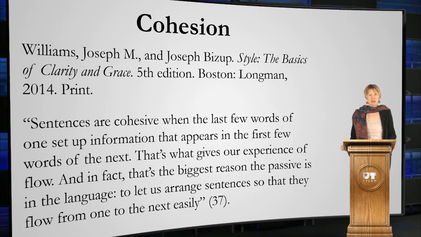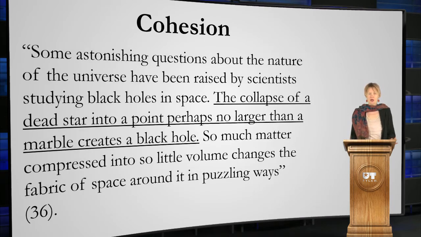And in fact, that's the biggest reason the passive is in the language: to let us arrange sentences so that they flow from one to the next easily. What the passive can do is rearrange the order of the words, like put the subject after the object, basically. So it will give you more choices about how to order the items in a sentence so that the last few words of one set up the first few words of the next sentence. I'll go through some examples. These are all taken from the same book, so that's what the page numbers mean.